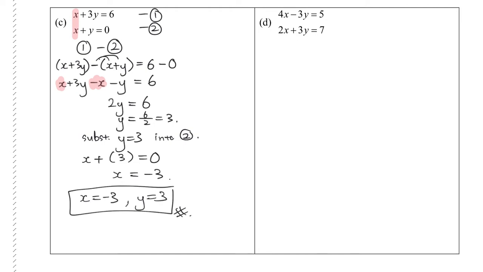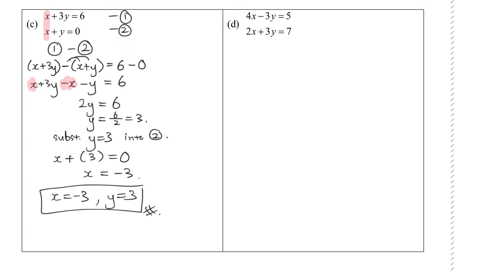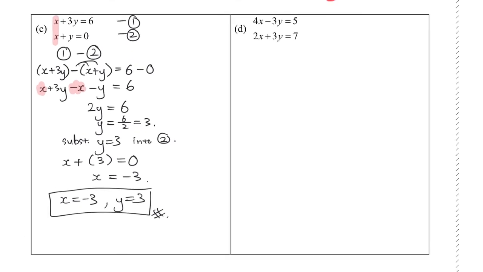Next, let's try part D. Let's first label the two equations and then decide x or y, which one is easier to eliminate. Yes, it's the y value. Reason is I have negative 3y and the other one is plus 3y. Just a difference of sign.